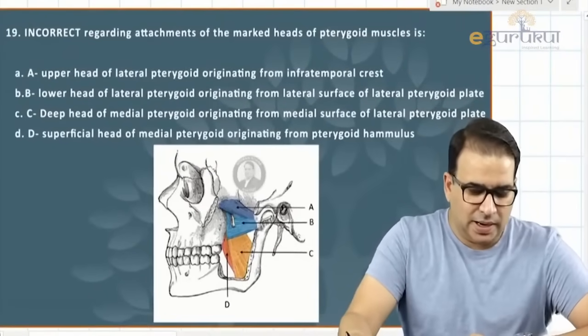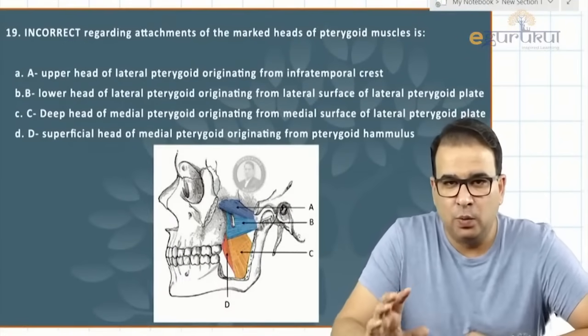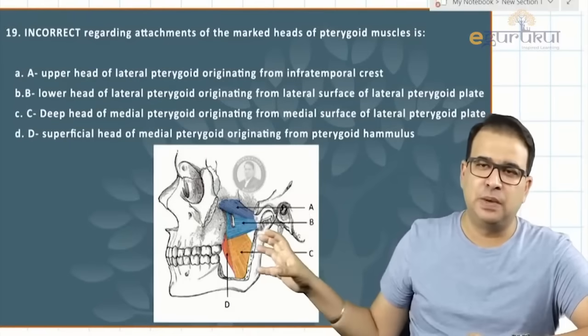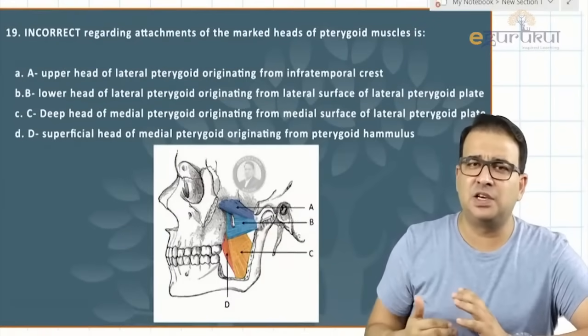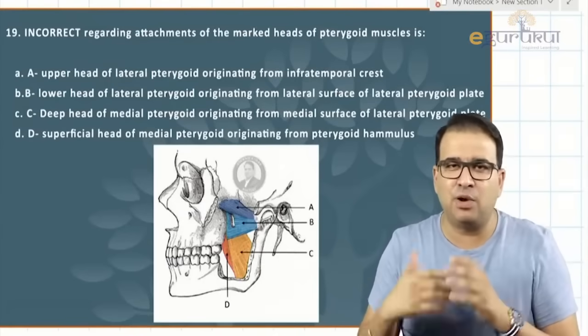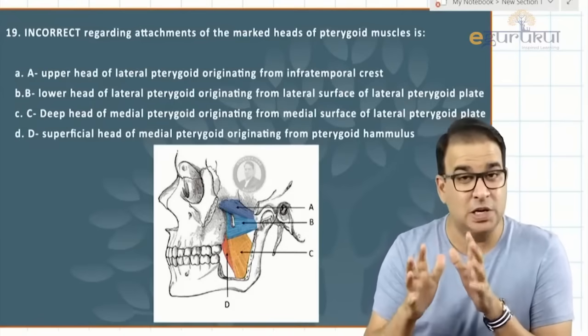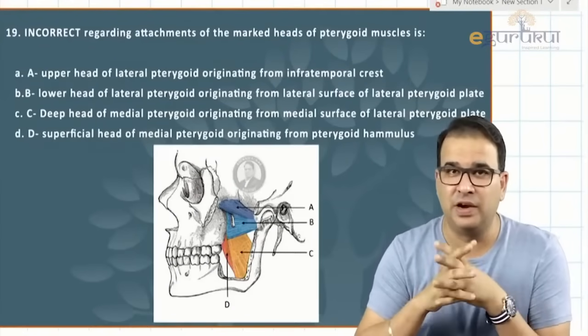Question number 19, guys. Incorrect regarding the attachment of the marked head of the pterygoid muscle. One of the reasons I have included this question in this paper is that, as I said, the muscles of mastication are asked repeatedly. Almost every exam or every alternate exam, there is one question on the muscles of mastication, especially on the pterygoids, lateral pterygoid being their favorite.